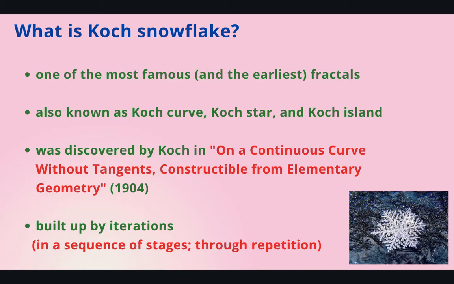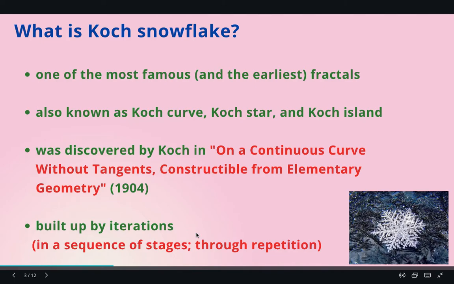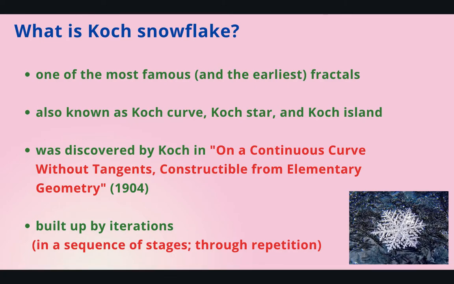It was discovered by the Swedish mathematician Koch in his 1904 paper on a continuous curve without tangents, constructible from elementary geometry. A Koch snowflake is built up by iterations, which means it is built through repetition or in a sequence of stages.